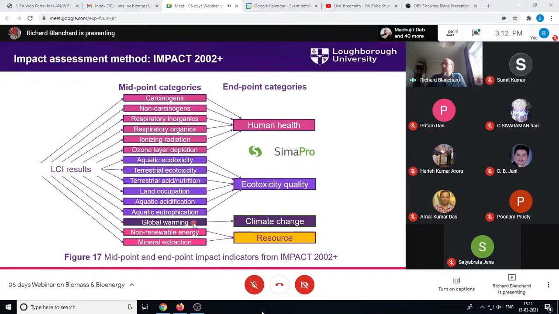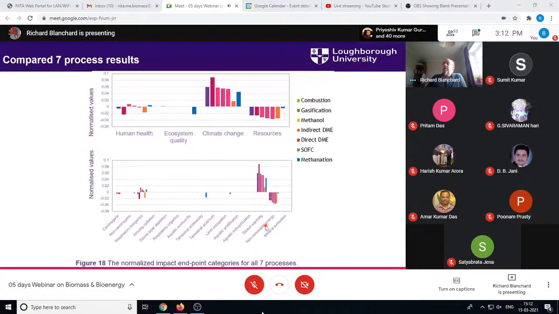Global warming, of course, that's quite important these days. So we think about what the global warming potential is going to be, and then also what resources we have used in these processes. So what's our use of non-renewable energy and also minerals? What are those resources going to be? So by separating those out, we bring them all together again to think about human health, ecology, environmental quality, climate change, and resources. So let's look at the results.